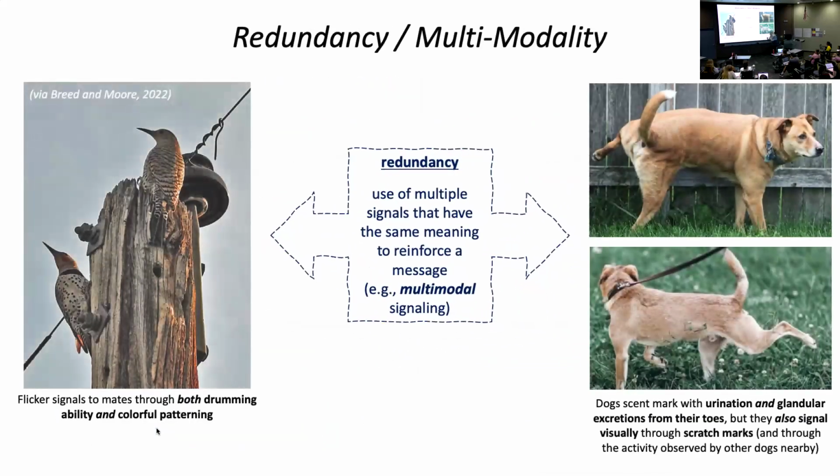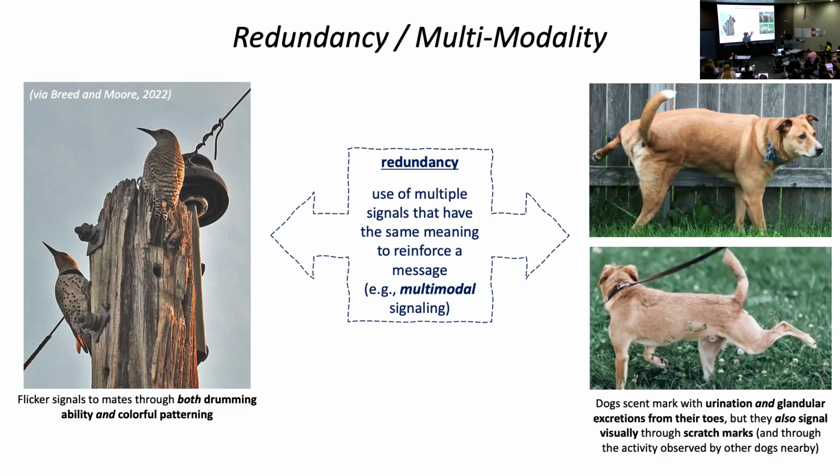All right. So redundancy, another example of this. This is a flicker. You can see them around here, though I think this particular flicker is a little more north, but we've got our northern flickers as well. Flickers are types of woodpeckers, basically. They both drum, banging their beaks against things, and they also have colorful patterning. They can combine these two signals to make their mating signal much stronger. Visually, they can be evaluated by their patterning, and at the same time by the pounding they make.